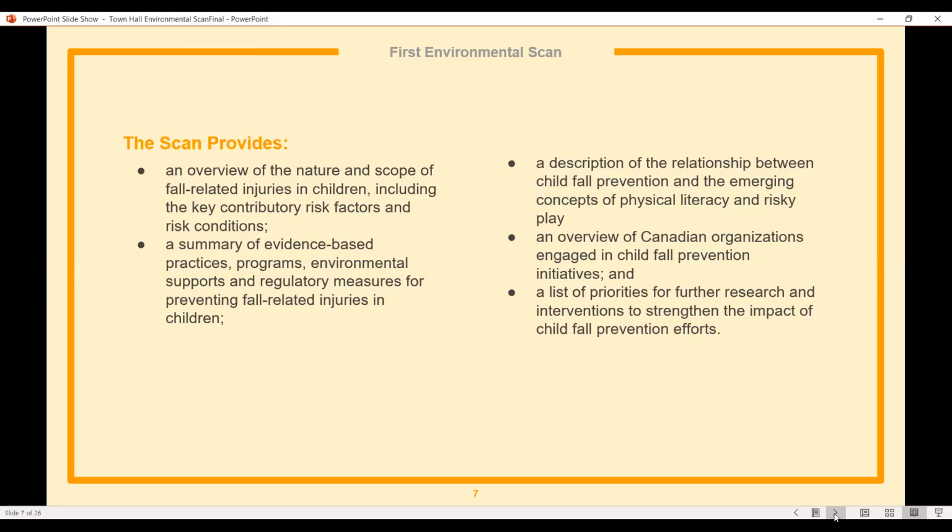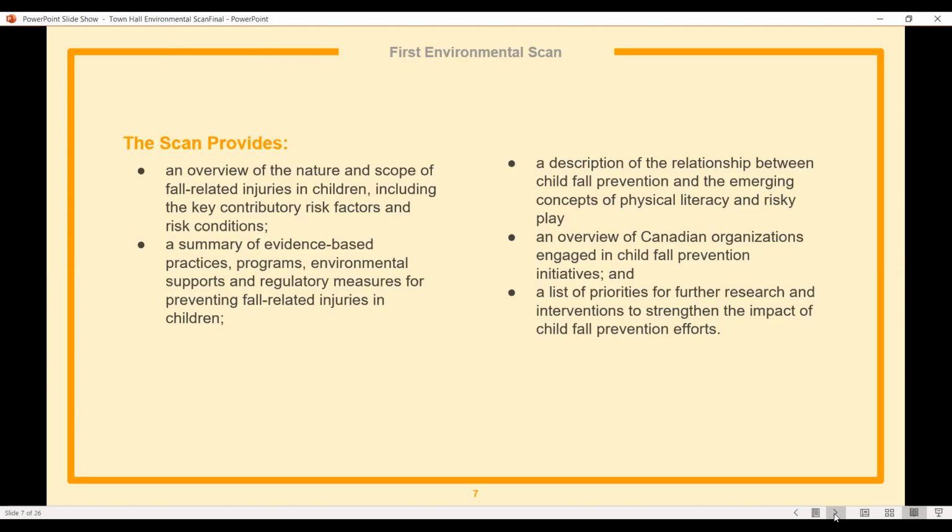Who is doing great work, and what is it, and how can we share it? We were quite intent on finding that information. But it was also pointed out that we cannot speak about childhood fall prevention without touching upon the two concepts of physical literacy and risky play.